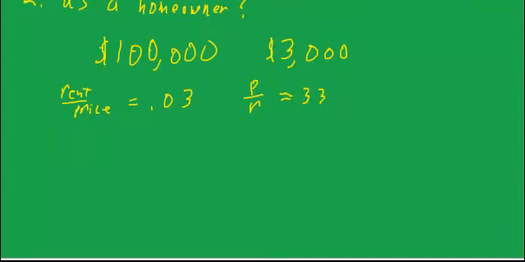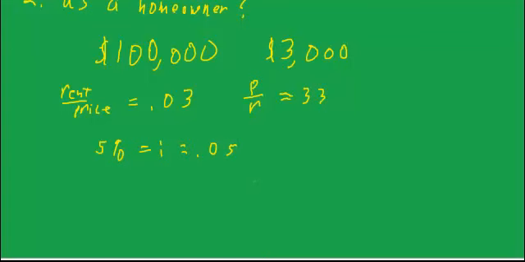So is that better than putting money into the bank? Let's say that we can put money in the bank and get 5%. So 5% is our interest rate. We have a 5% interest rate, so let's call that 0.05 to give it the same dimension as the rent price ratio.